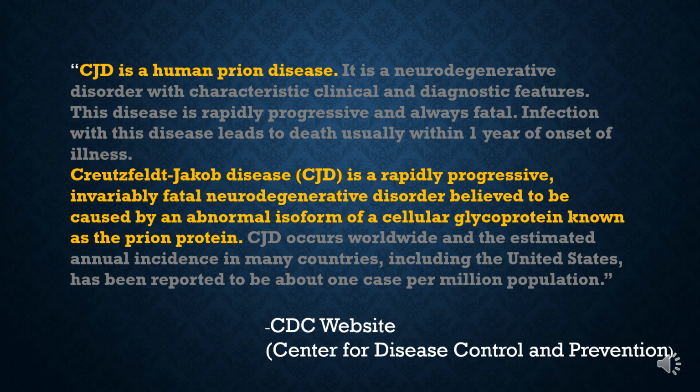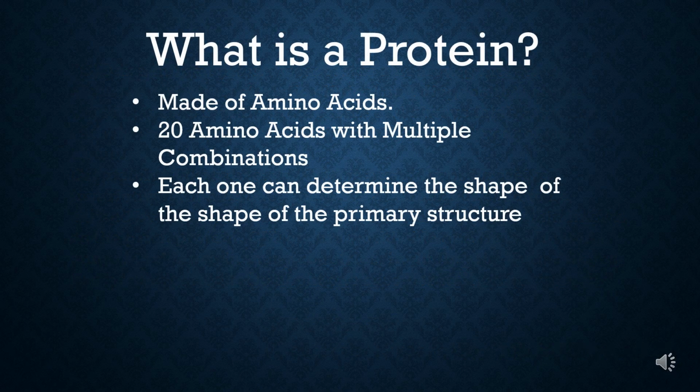Creutzfeldt-Jakob disease is a rapidly progressive, invariably fatal neurodegenerative disorder believed to be caused by an abnormal isoform of a cellular glycoprotein known as the prion protein. Now I want to cover what this actually is, but let's go over the basics and talk about what a protein is. You have billions and trillions of protein molecules inside your body, so they're pretty important.